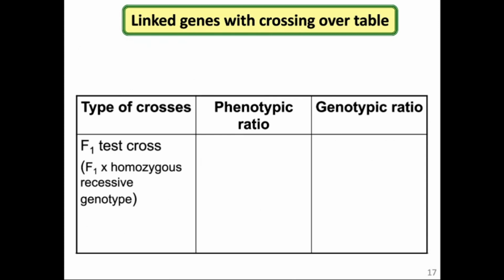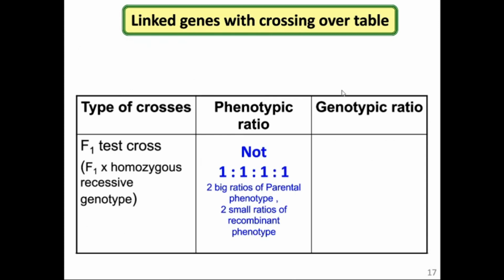For the linked genes with crossing over, if you refer to this table, when we do the test cross for the F1, the first generation, crossed with the homozygous recessive, the phenotypic ratio will not be 1 1 1 1, in comparison to the Mendelian dihybrid inheritance. For the linked genes, the phenotypic ratio will not be 1 1 1 1, but the genotypic ratio will stay as a 1 1 1 1 ratio.